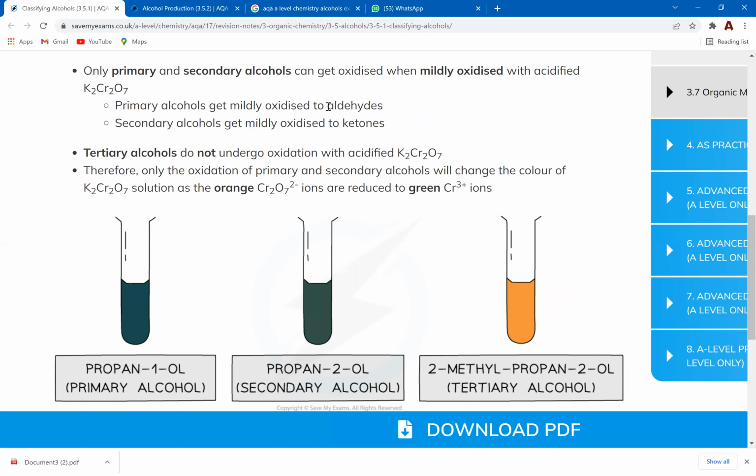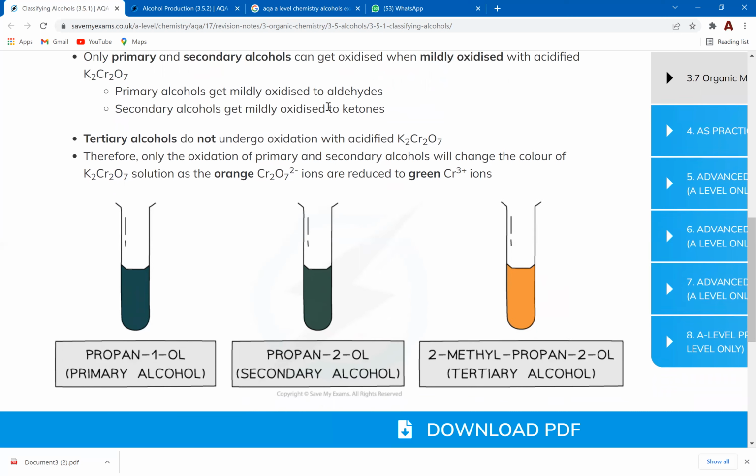So primary alcohols will always give you aldehydes upon oxidation, and secondary alcohols will always give you ketones upon oxidation. We're going to look at the mechanisms as well later. We'll see why exactly that is happening. And tertiary alcohols cannot be oxidized. Their oxidation is not possible.